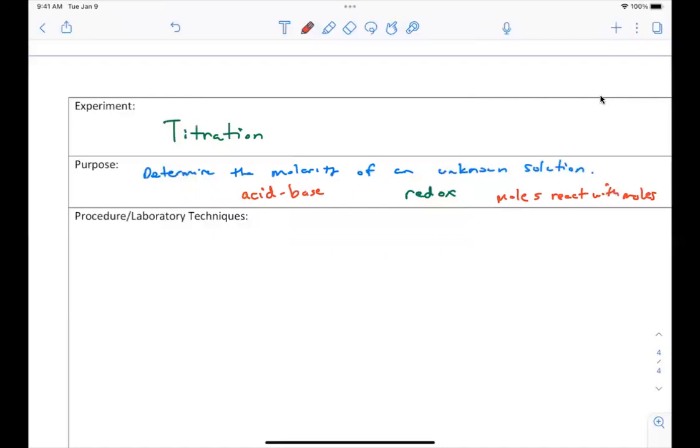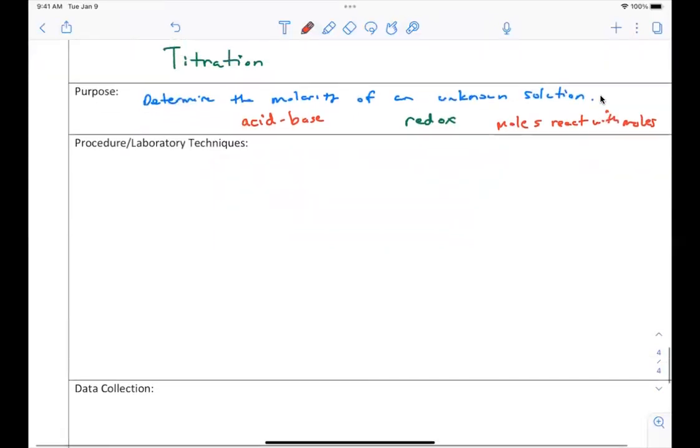So you'll see this, and I'm not going to separate redox versus acid-base because they have the same concept. It's not like empirical formula, where you have significantly different characteristics of the experiments that we talked about last week. This is going to be the same for everything. So the equipment you need is the following, the main pieces of equipment.